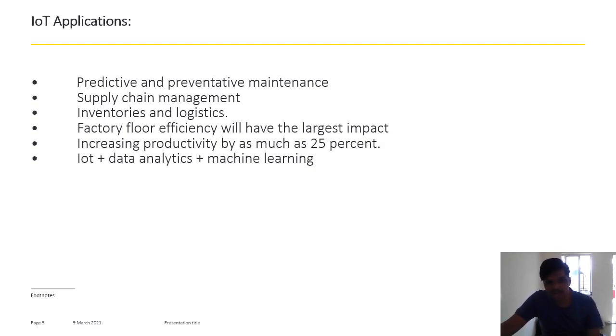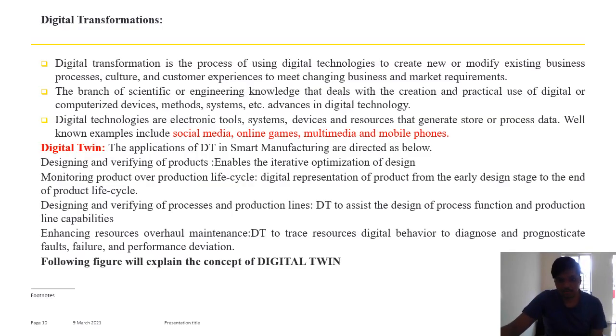And then the last part is IoT plus data analytics plus machine learning. When all these things are combined together, they form a field called cognitive intelligence or artificial intelligence. So these are the applications where you can use Internet of Things and get the results. Then comes the digital transformation. It is the process of using digital technologies to create new or modify existing business processes, culture, and customer experience to meet changing business and market requirements.